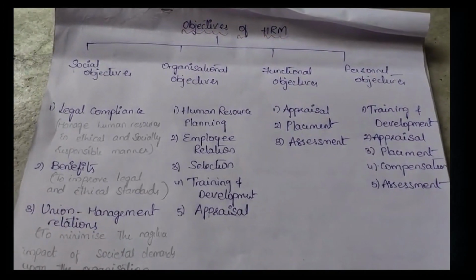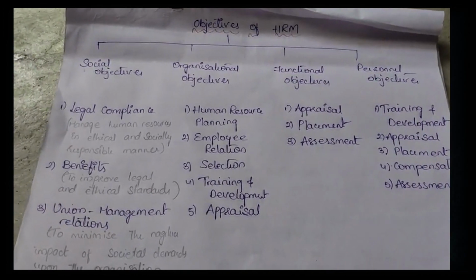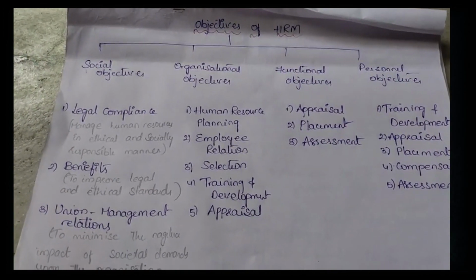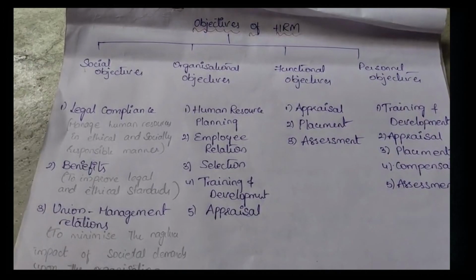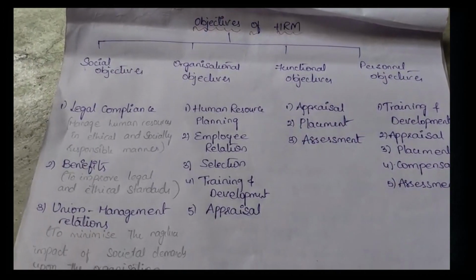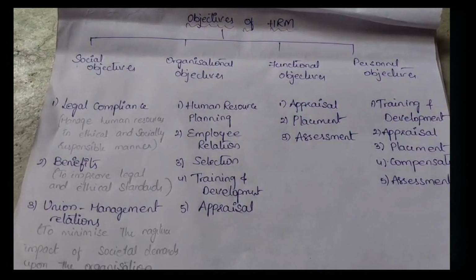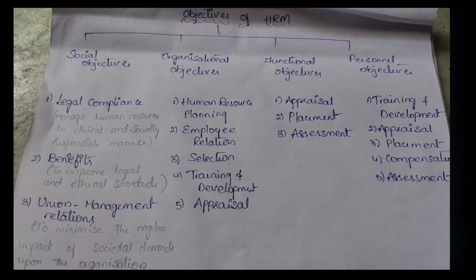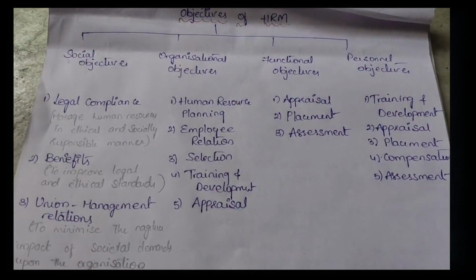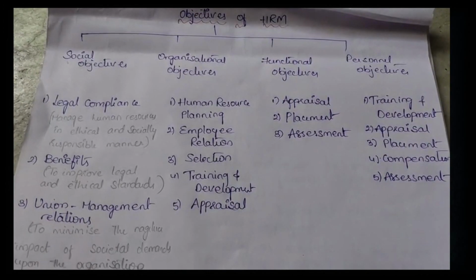So the HR department has to ensure the proper, healthy relation among the union and the management. So it is a responsibility of the HR department. These three are the social objectives.